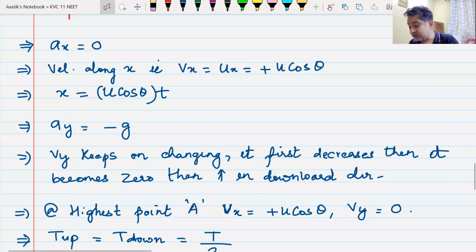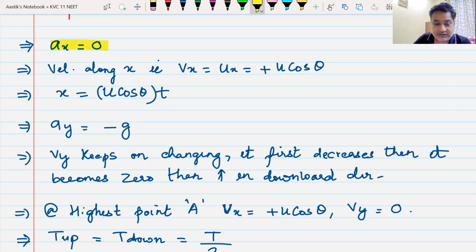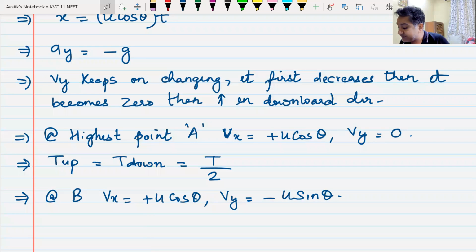We had also seen that there is no acceleration along x-axis. There is only acceleration along y-axis, which is always downwards. So only the vertical velocity changes, the horizontal velocity does not change, and so on. Today, what we will do is we will start with the same points. I think these were the points that we were discussing in the last class. Yes or no? Vertical velocity keeps on changing.